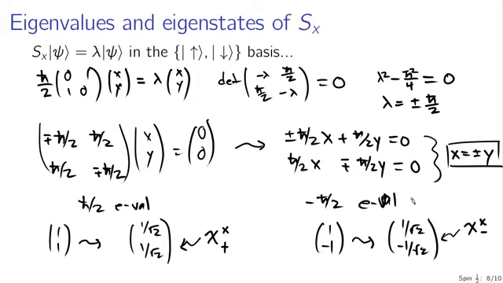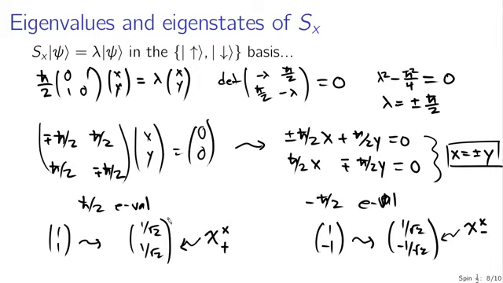So these are our eigenvalues and eigenvectors for s sub x. What that means is that these are the states with definite x component of angular momentum. So this is a little bit strange. If I combine two states with definite z angular momentum in this very specific superposition, I end up with a state of definite x angular momentum.